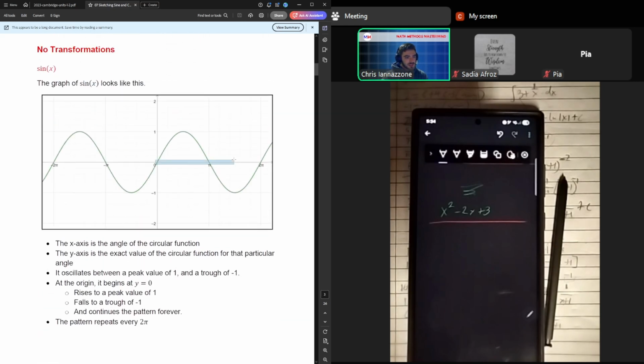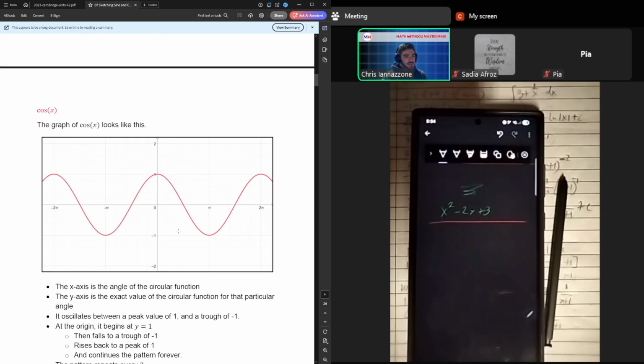What you'll find is that without any other transformation factors, that pattern will repeat every 2 pi. So this distance here from 0 to 2 pi, you see it goes from the middle, up, middle, down, and then returns back to the middle. We've completed one full cycle from 0 to 2 pi. Exact same thing can be said here. It's gone from the top, middle, down, middle, and then back up to the top, all within 2 pi.